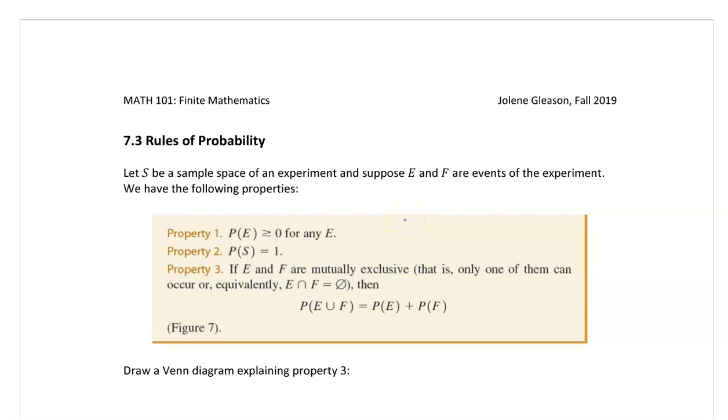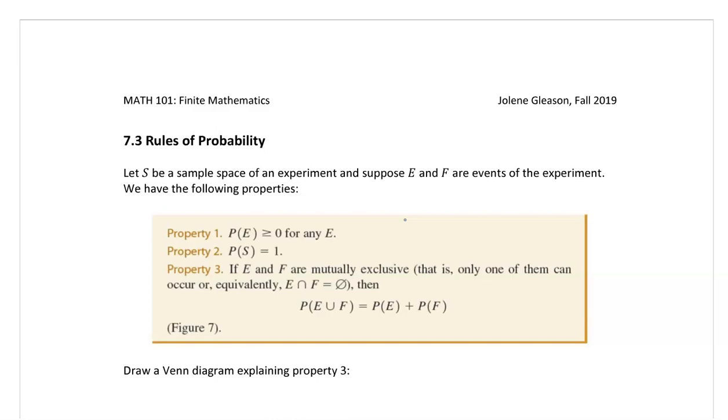All right, so let's continue on and talk about the rules of probability. Let's say we have a sample space S and two events, E and F. You probably already know some of these rules, or you could deduce them from the previous lecture. Here are some properties of the probabilities of these events in the sample space.